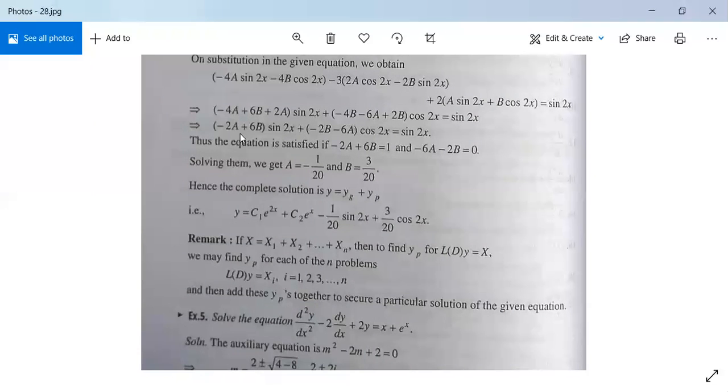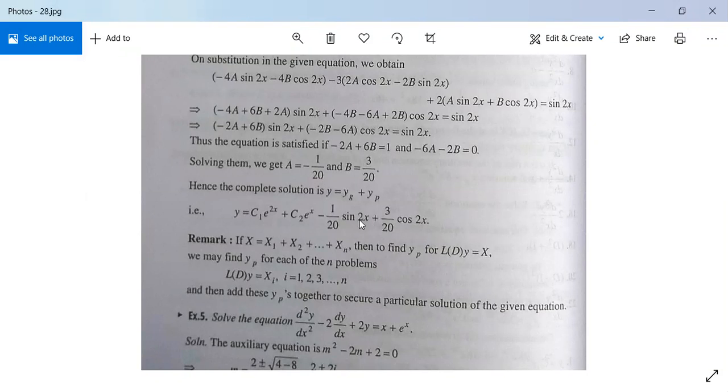Now compare the coefficients of sin 2x and cos 2x from both sides of equality. So it is minus 2a plus 6b is equal to 1, because here the coefficient of sin 2x is minus 2a plus 6b, and on the other side the coefficient of sin 2x is 1. The coefficient of cos 2x is minus 2b minus 6a, but on the other side of equality there is no cos 2x, so it is equal to 0. Solving these two, we get a is equal to minus 1 by 20 and b is equal to 3 by 20.